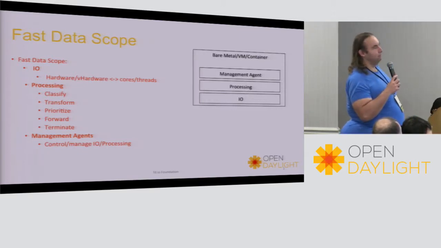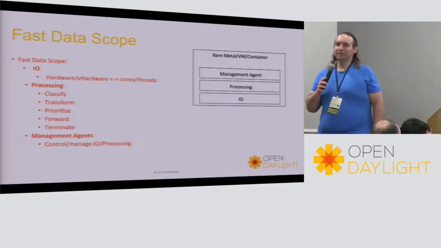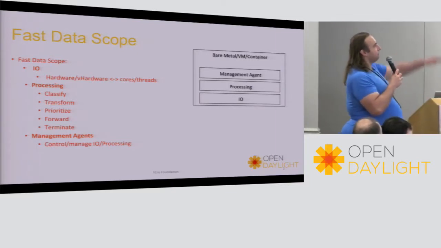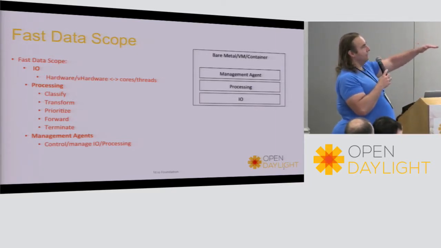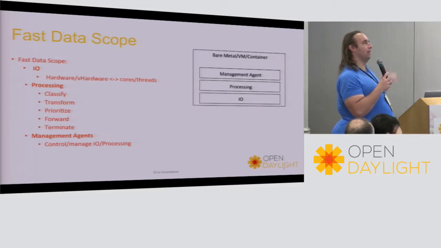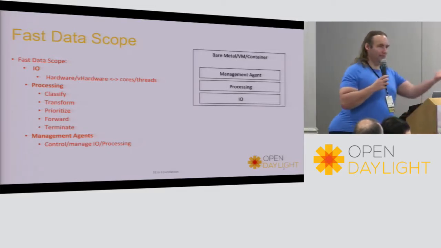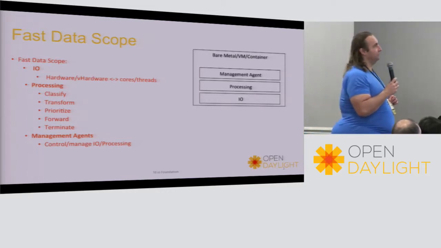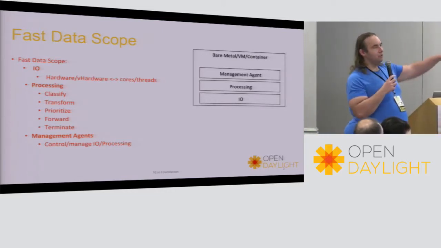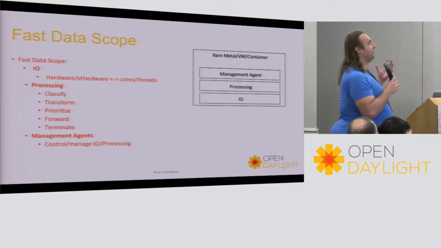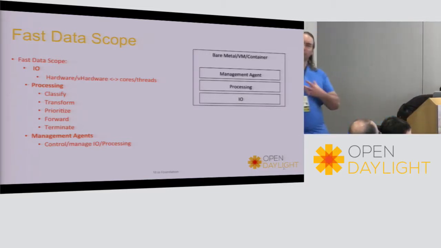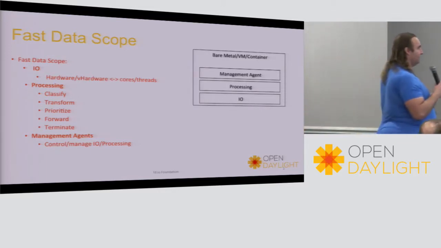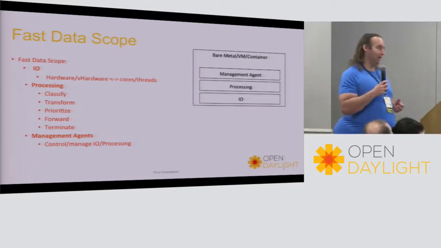The next step up is processing. So now I have this data, it's on a thread. Victory. Now what do? You do things like classify, transform, prioritize, forward, or terminate that. In our case, packet. So typical packet processing. And then you have management agents. Now, management agents are the things that run local to the box that manage this IO in processing so that we actually can control it potentially from off the box.